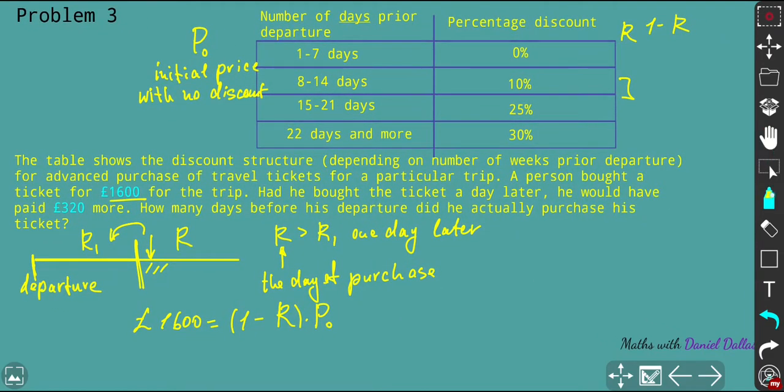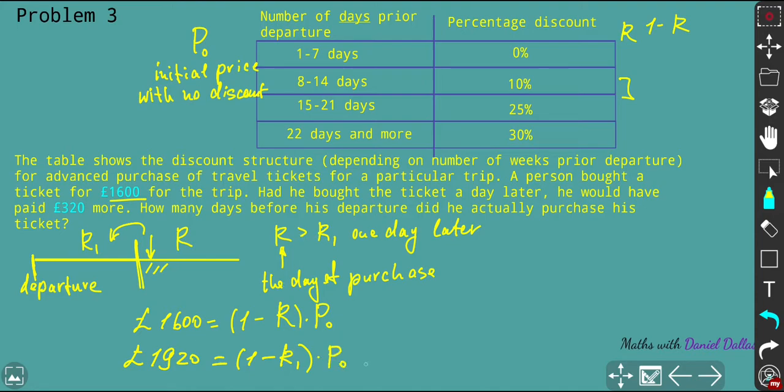Now if he purchased the ticket one day later, he would pay 320 more. So we just calculate 320 more, and that means this amount is going to be 1,920. And how it works in terms of discount is going to be 1 minus a lower discount, because obviously the price is higher. That means R1 is going to be less than R. So we apply it to the same price P0.